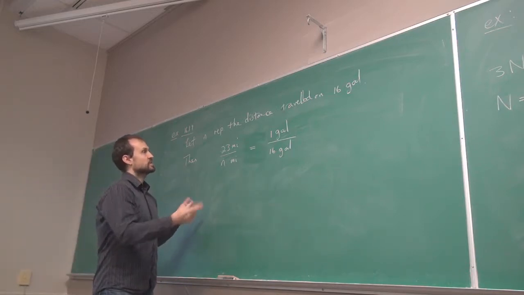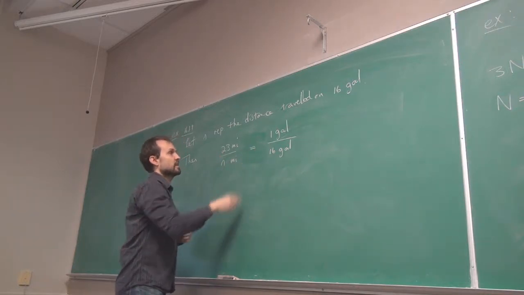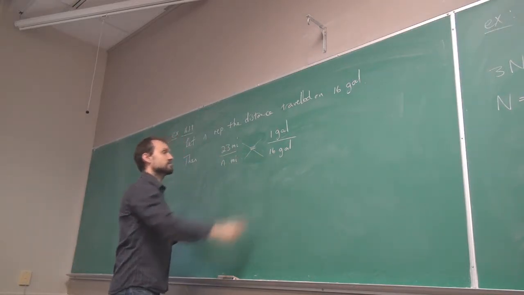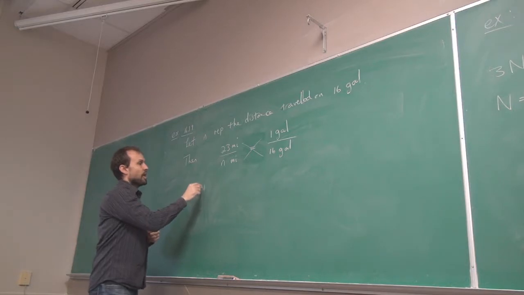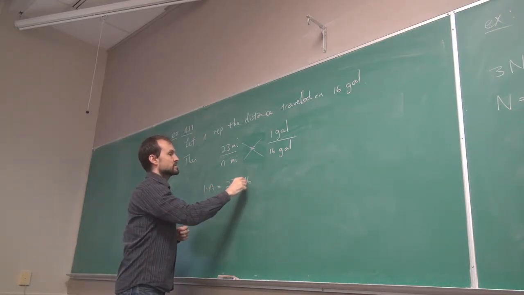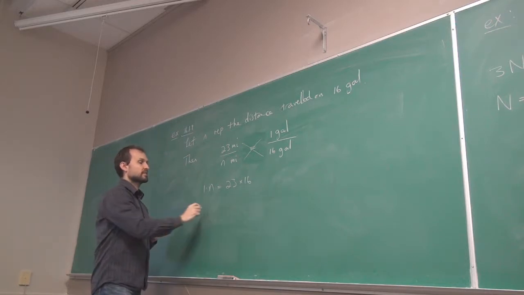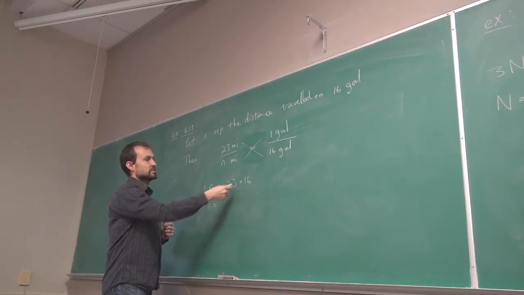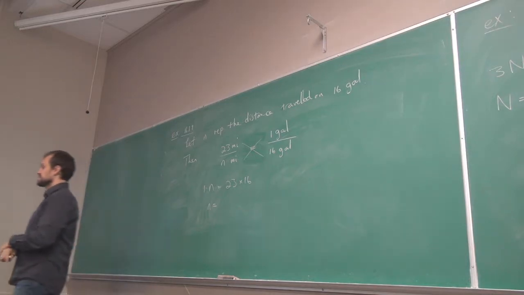Now I have my ratio equation. I don't need the units, but they're nice to have. Cross multiply, because it's a ratio equation. 1 times n equals 23 times 16. And I already know that was the answer. So n is whatever 23 times 16 is.